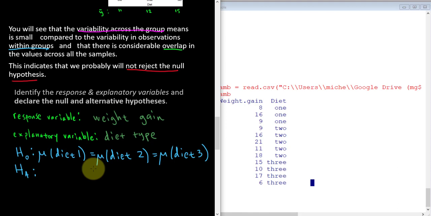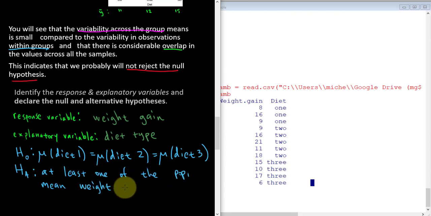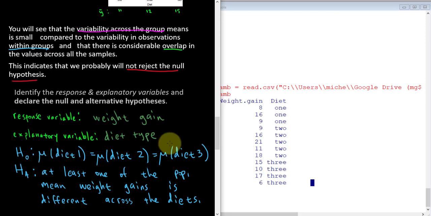That is not what needs to happen in order to break that string of inequalities. For the alternative, we say that at least one of the population means, population mean what? Weight gains, is different. Different among what? Different among the diets. So in the first video of this series, we did a very general example of hypothesis for ANOVA, but here we've got it all explicit given the study variables.